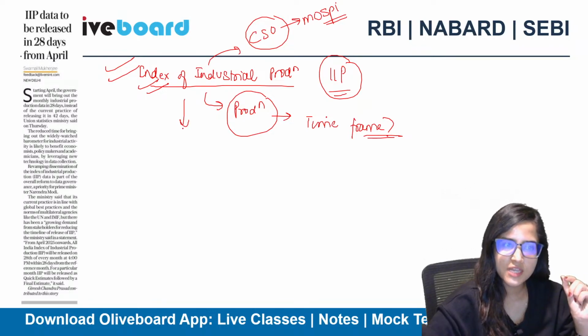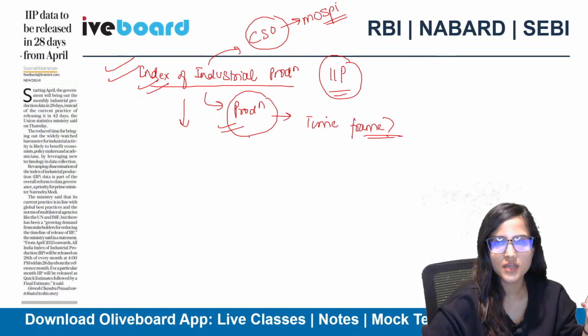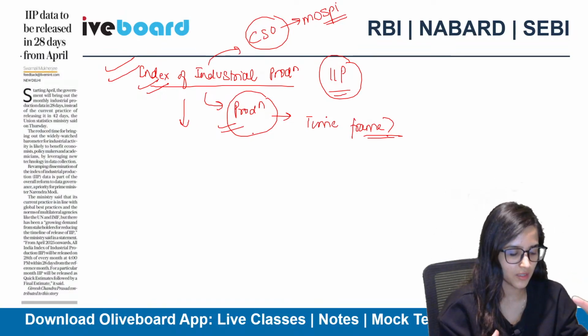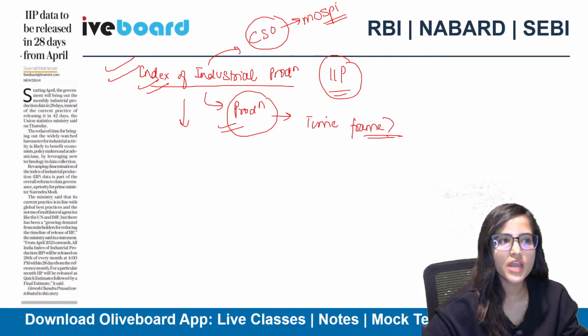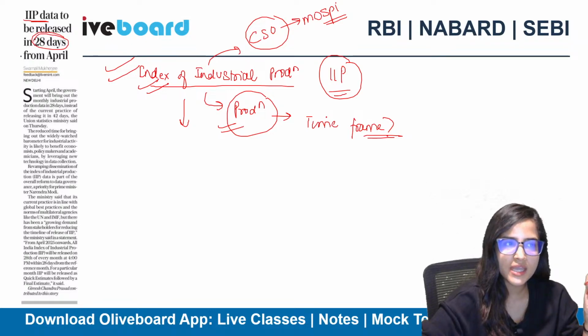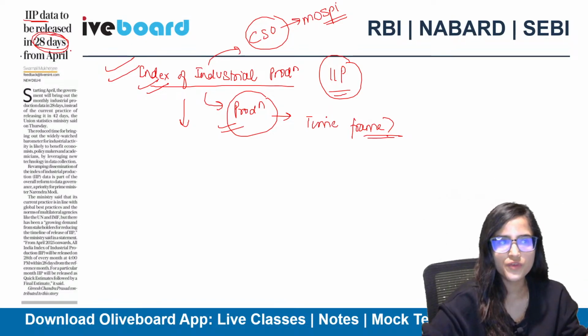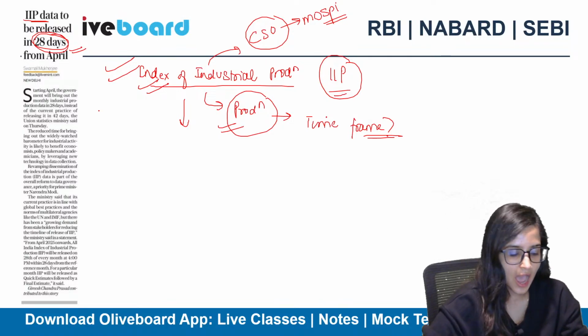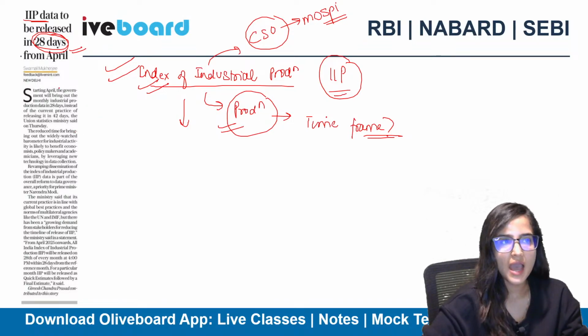So basically, we measure the production that is happening in the country in a specific time period. Now they are talking about this. This article says that IIP data will be released within 28 days from April. So after every 28 days, on the 28th day of every month, IIP is going to be released. They are reducing this time to 28 days.